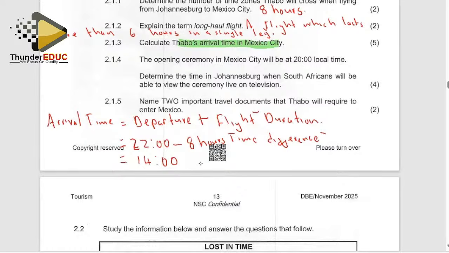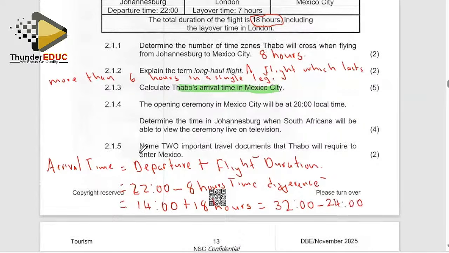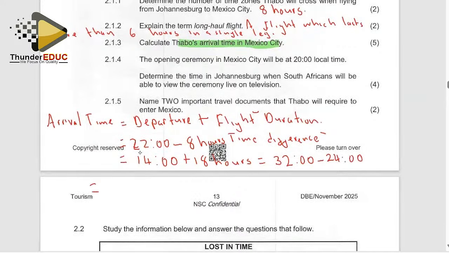Then now we need to add the flight duration. If we go back to the scenario, we have been told that the flight duration is 18 hours. So there are two ways of doing this sum. You can do it the mathematical way, which I can do here. If we add 14 onto 18, it will give you 32:00. Then what do we do with this 32:00? We subtract 24 hours from it. Then what will be our new time of arrival? If you say 32 minus 24, you would get 8. So it means Thabo arrived at 8 o'clock. So this is method number 1, whereby you do it using the mathematical calculation.